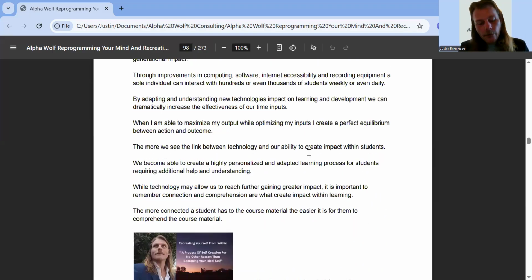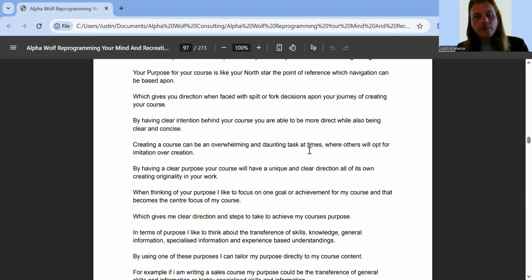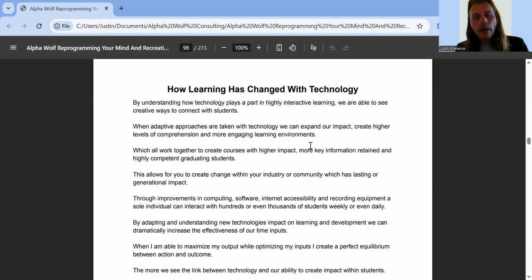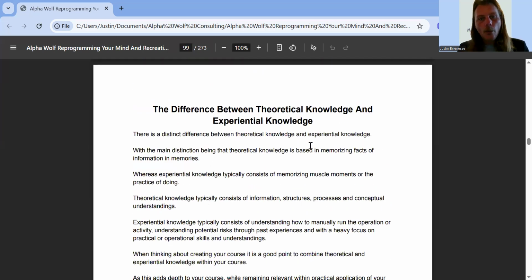So we're creating this framework of what it is, okay? What is the purpose of it? How has technology affected the way in which we present the information and do what we do? Do you sort of get it? What are the differences between the different kinds of understanding?